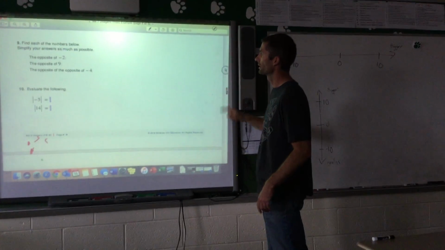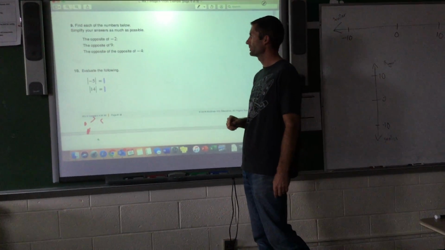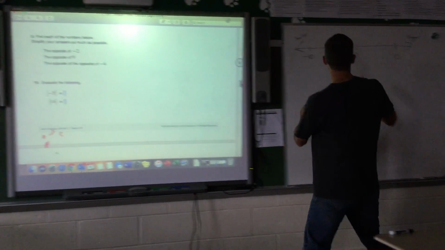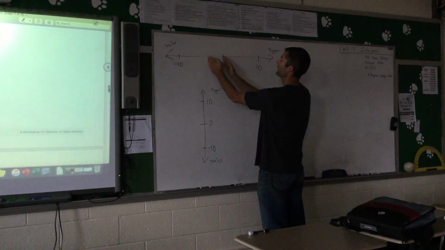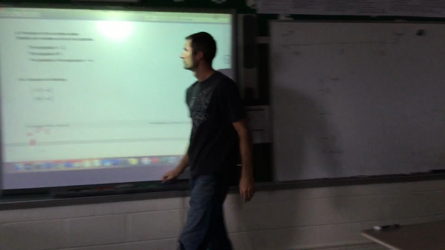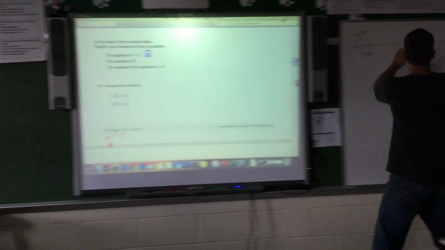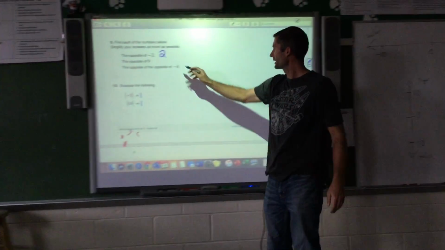Okay, moving on, question 9 on the homework. Find each of the numbers below, simplify your answer as much as possible. The opposite of -2. Okay, so the opposite of -2 is equal distance apart on the positive. So that would be +2. The opposite of 9, equal distance on the negative side, -9.